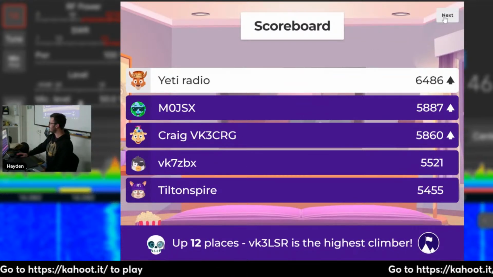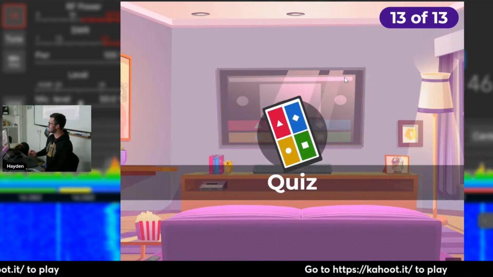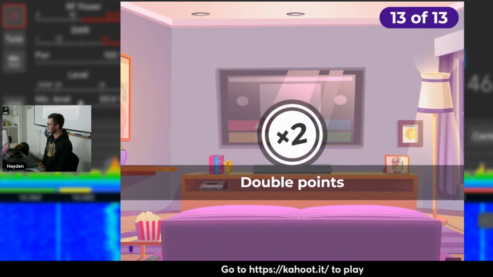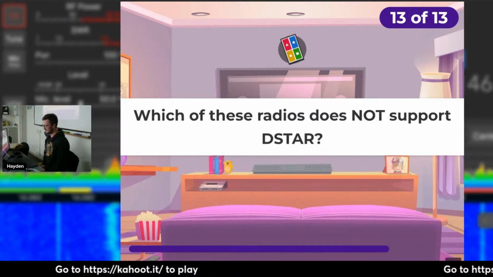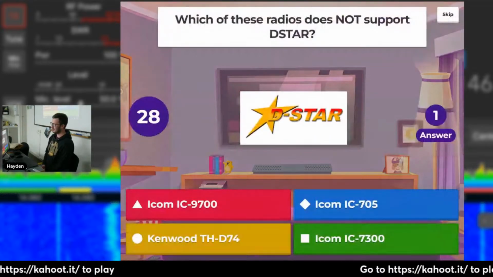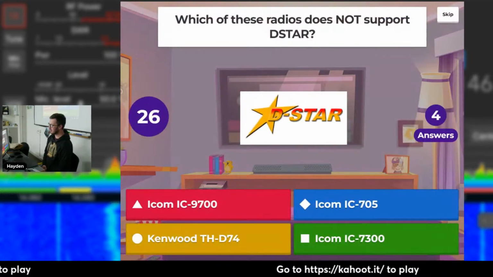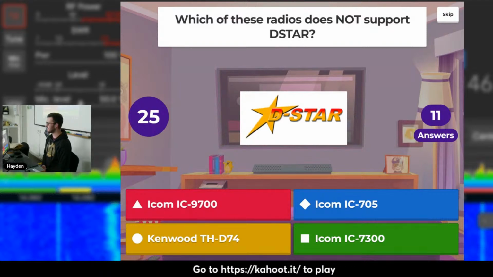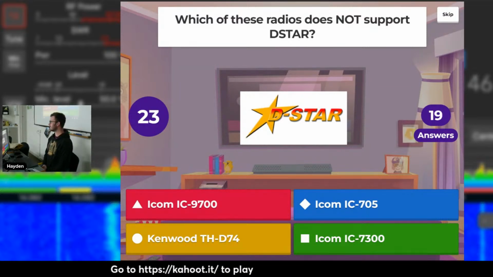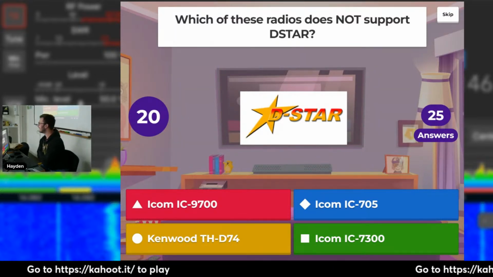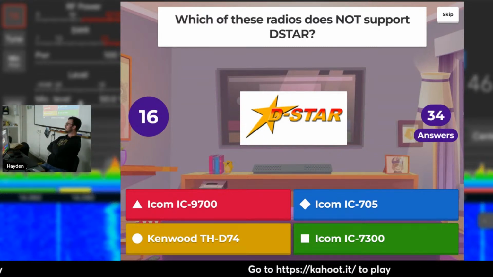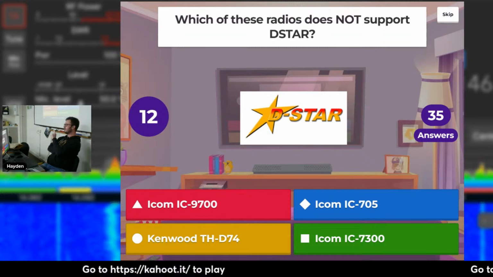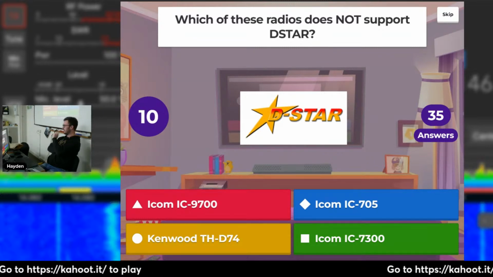Okay. Final question. Double points. Which of these radios does not support D-Star? ICOM IC-9700, the ICOM 705, the Kenwood TH-D74, or the ICOM 7300. Remember to read the questions on your device too, because you'll have the answers pop up quicker on your phone.